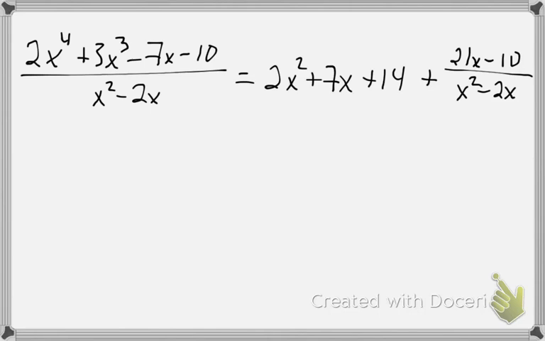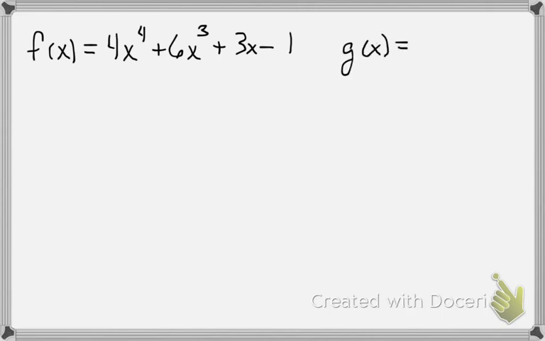Did it divide cleanly? No. There was a remainder, but we can still perform the long division. And in the back of our minds, if it didn't divide cleanly, that's not a factor. All right?